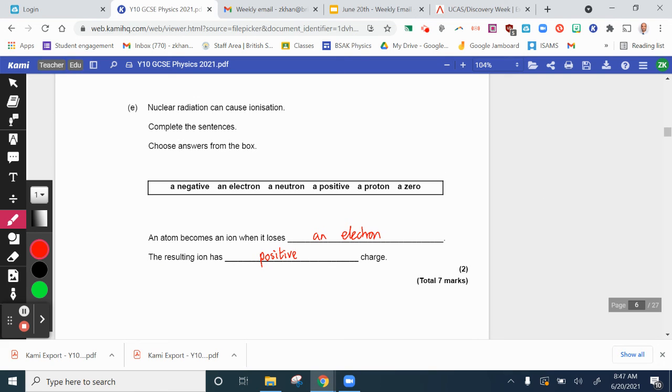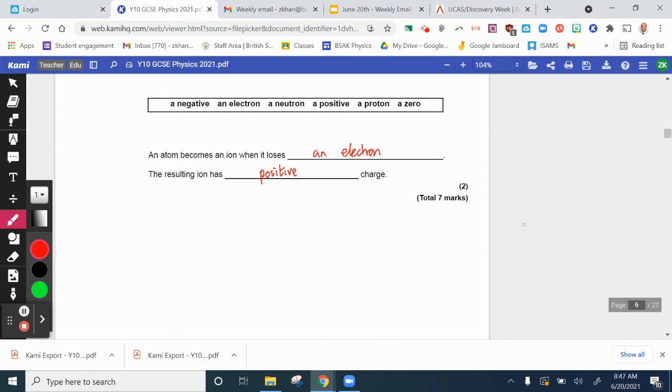E. Complete the sentences, choose answers from the box. An atom becomes an ion when it loses. Okay, so atoms lose electrons. So an electron has to be lost. And when an electron is lost, the overall charge on the resulting ion is positive. The opposite of that would be adding electrons onto atoms, and that would make the ion negative. But losing electrons makes the ion that is left positive in charge.